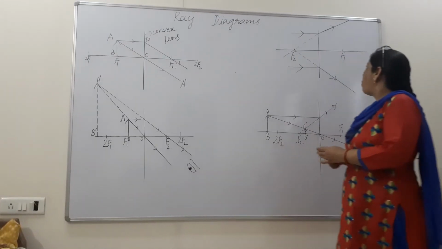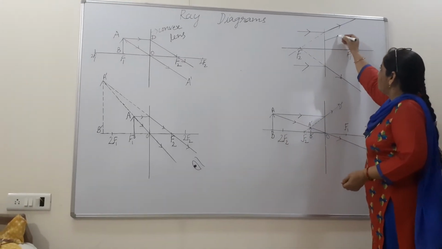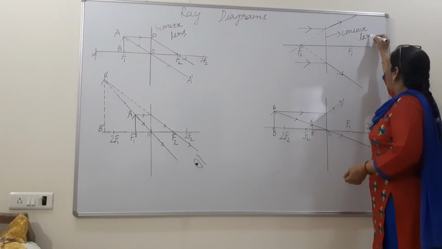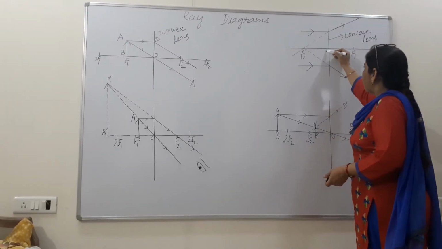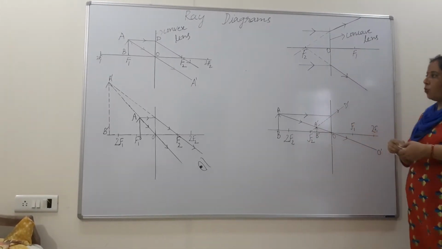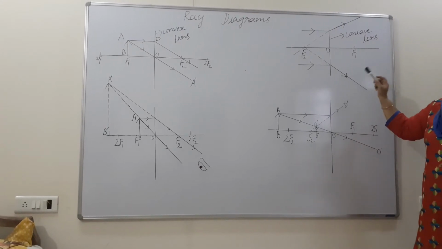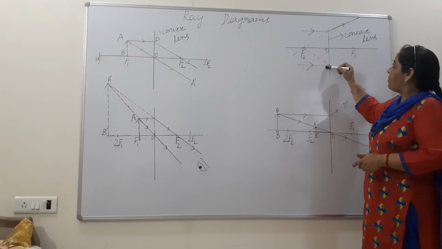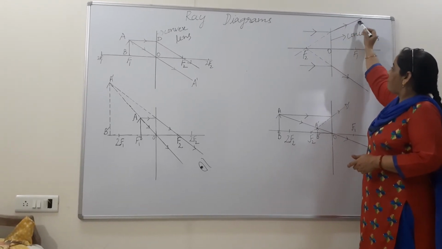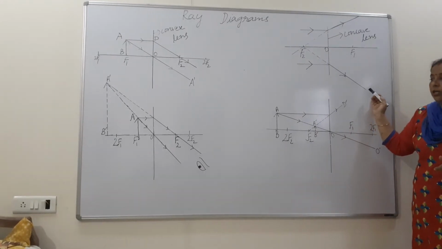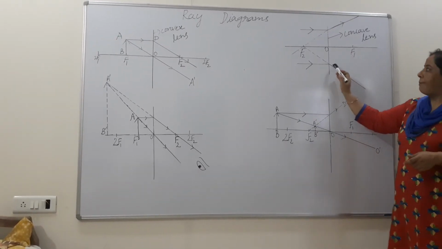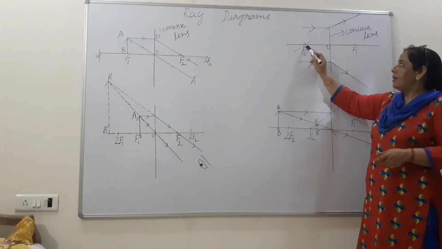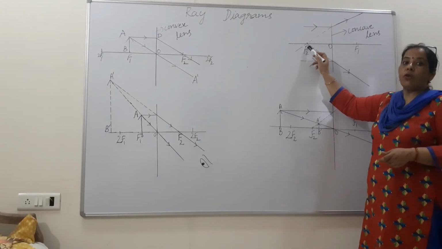The next is beta for the concave lens. That labeling again and again I am telling you, this labeling is must, otherwise in the paper you will not get the marks. Now again beta, for the concave lens, object is at infinity, so this lens is a diverging lens, rays have to diverge, so we have to produce them backwards so that they may meet at the point f2, and image will form at the focus.